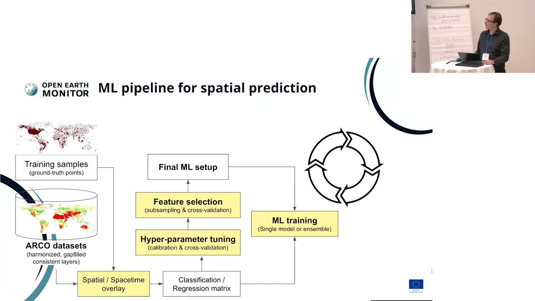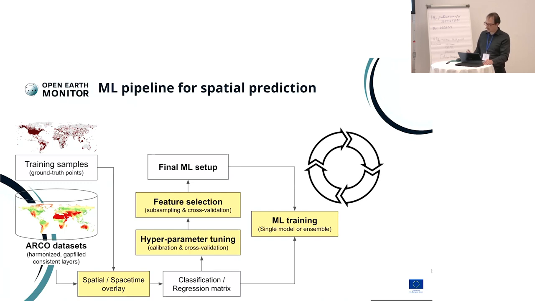to produce spatial predictions, you need raster data, gridded data. Here I'm referring to it as ARCO datasets, so analysis-ready and cloud-optimized datasets, because in this way we can visualize and also run data analytics on top of that.